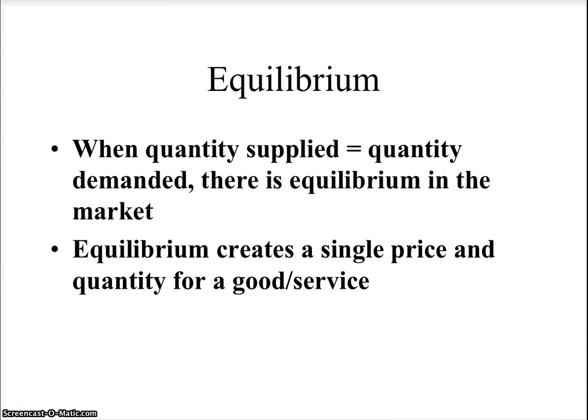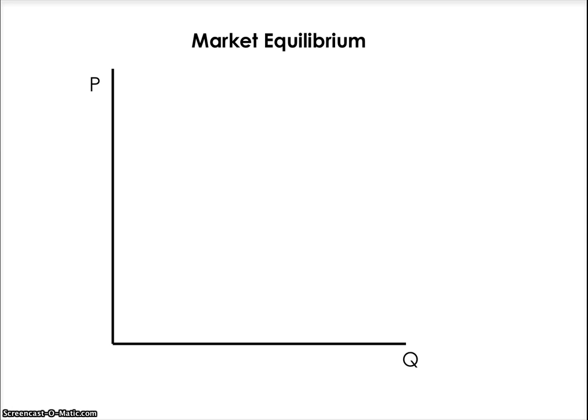So let's start off by talking about market equilibrium. When quantity supplied is equal to quantity demanded, there is equilibrium in the market, and equilibrium creates a single price and quantity for a good or service. So let's take a look at an example supply and demand curve along with market equilibrium.